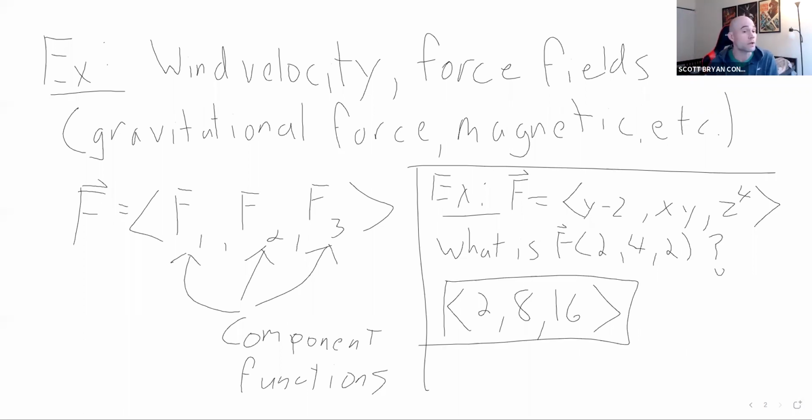Very simple. But this is what our vector fields look like. It's just a vector and each component's a function. So for vector fields, to literally every single point in the domain, infinitely many of these points, we're assigning a vector.